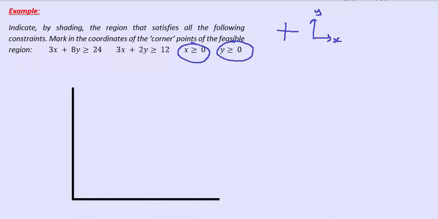And here we go. Now don't forget, we do need to label them always, so we're going to label our y and our x. The next thing we need to do is put all our lines in. So I've got 3x plus 8y at least 24 and 3x plus 2y at least 12. So what I'll do is put these into the calculator and see how they look.